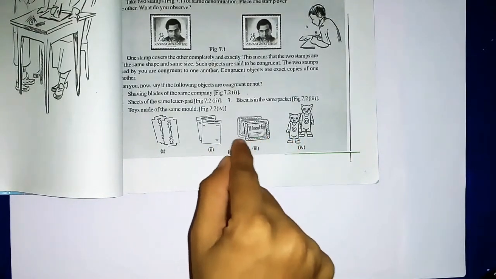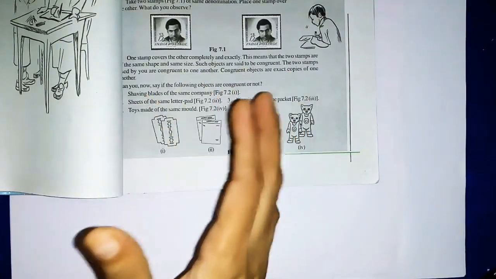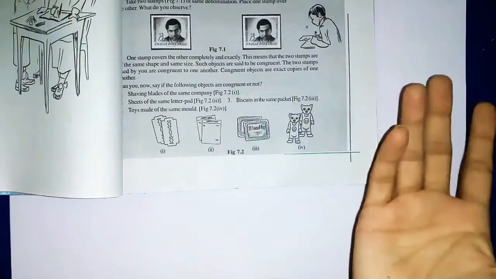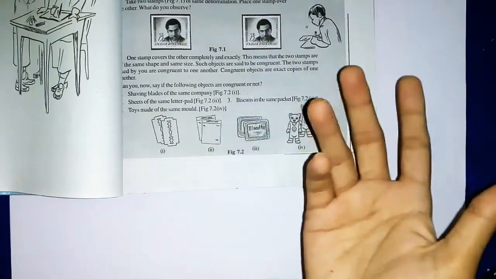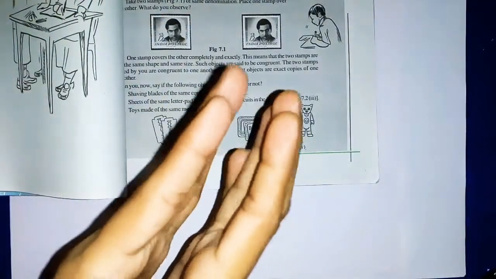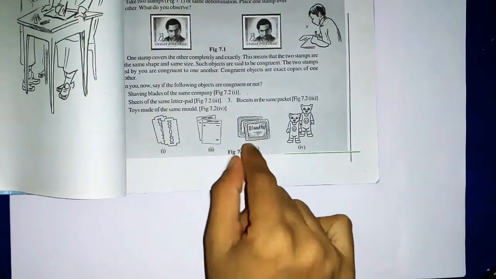Similarly, these two biscuits of the same packet. Now not another biscuit. Suppose एक बिस्किट आप पार्ले जी की ले रहे हो और दूसरी बिस्किट आप क्रैक जैक की ले रहे हो, क्रैक जैक या फिर मैरीगोल्ड. So no, not that way. Both biscuits should be of the same packets. Okay, so these two biscuits, they are also congruent to each other.